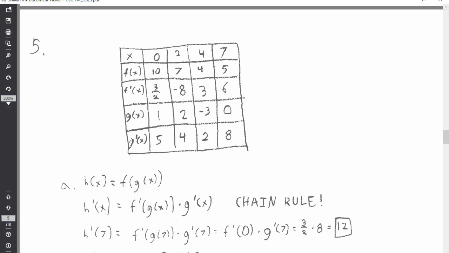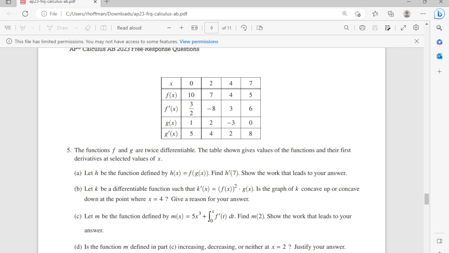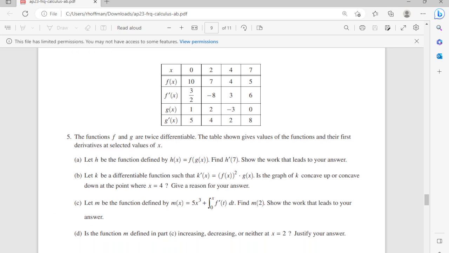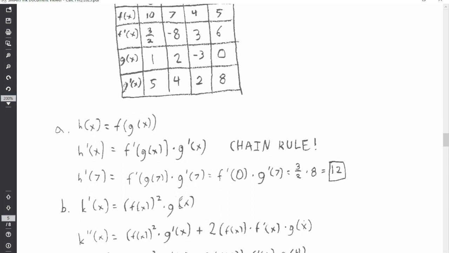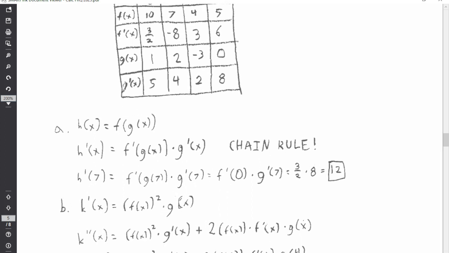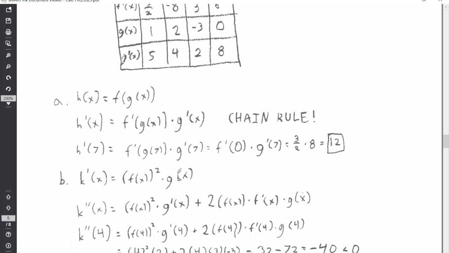Then we have more fun with the chain rule on part B, and we add in a product rule. We have f of x squared times g of x, so that's a product rule. So first times derivative of the second, plus second times derivative of the first. Now, that derivative of f of x squared is 2f of x, but then chain rule times derivative of the inside part. Derivative of f of x is f prime of x. Plug in 4.